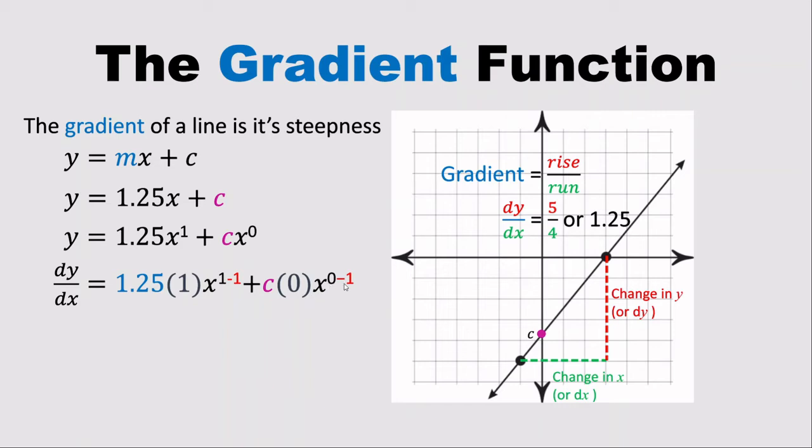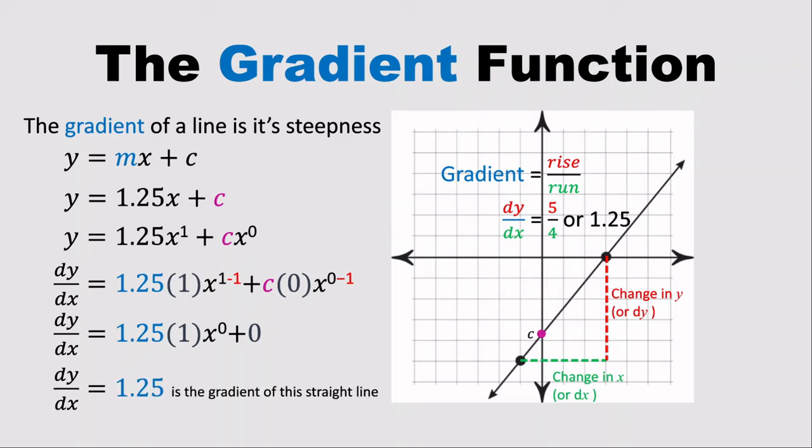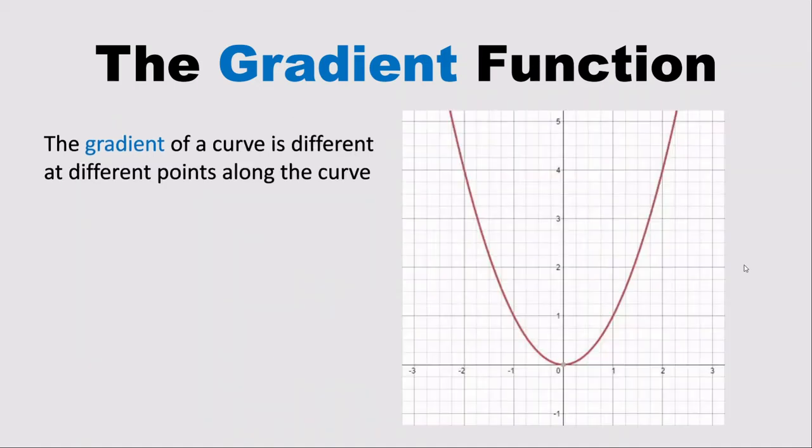Then we'll subtract 1 from that power, but it really doesn't matter what we have in terms of x, because we've got 0 times our answer anyways. So this becomes 1.25 times 1, x to the power of 0, plus 0, or simply 1.25. Notice that the gradient for a straight line is just a number because the gradient is the same along the whole length of the line.